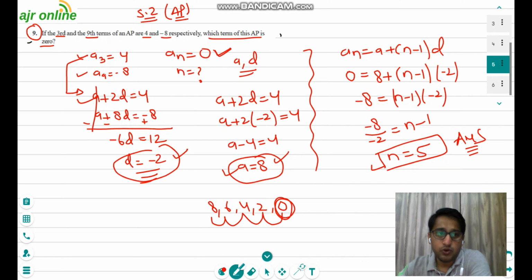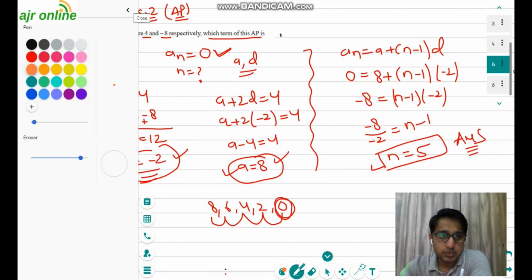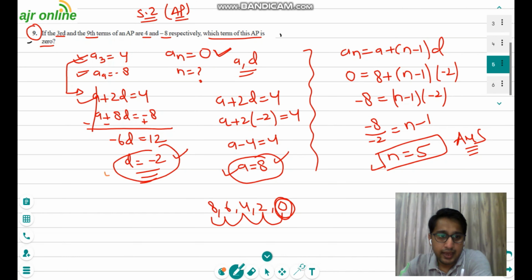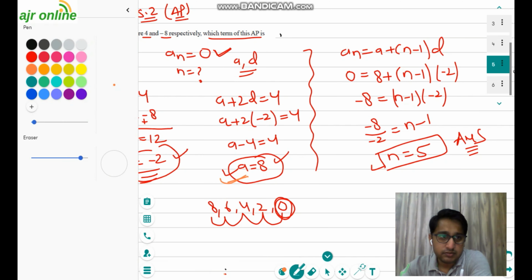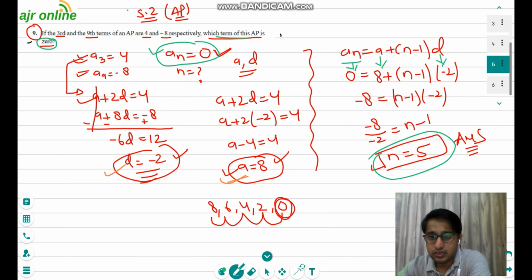This is how we have to do it. With the help of two equations we will first find out a and d. Then by keeping an equals to 0, because it is asking which term of the AP is 0, we put the value of a and d, and then we have found out n equals to 5 is the answer.